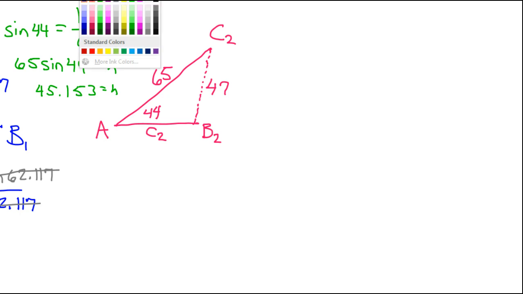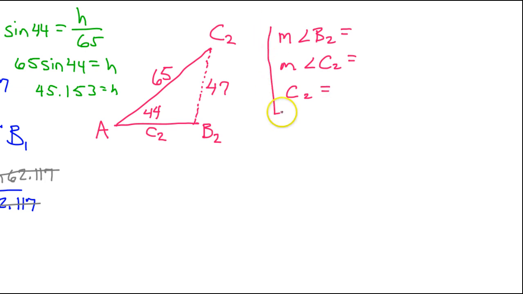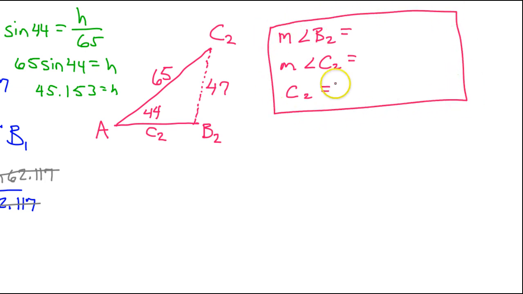So here again, let's write out our solution box. We need to find the measure of angle B2. We need to find the measure of angle C2. And we need to find the length of side C2. Once we find these three things, we will have solved the red triangle. Now, here comes the thing that's slightly different.